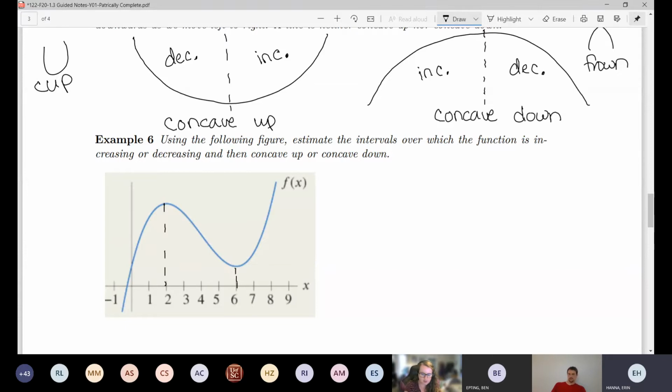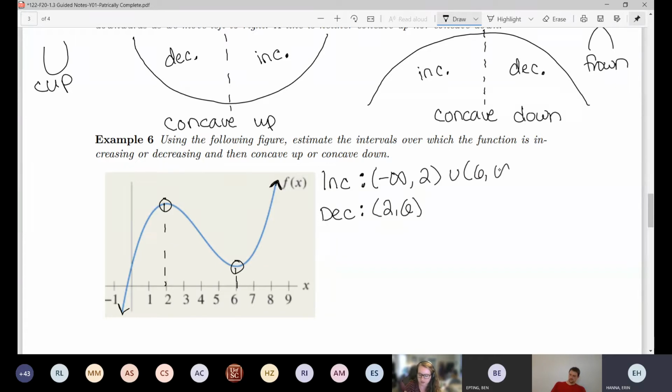The increasing, decreasing is going to switch when it changes from heading up to heading down. So it's going to switch at 2 and 6. We're going to assume that this heads downwards and upwards forever. So the leftmost piece is from -infinity to 2, and that's increasing. The piece in the middle from 2 to 6 is decreasing. And then from 6 to infinity is also increasing. As always, you could put brackets on the numbers, not the infinities, and still be 100% correct.